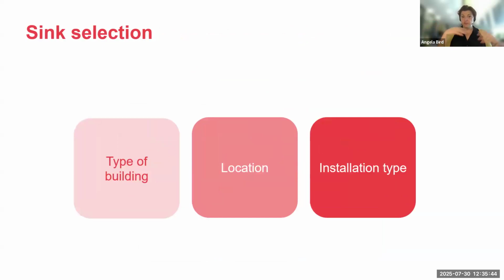The type of building or the job sort of helps narrow down the type of sinks that need to be installed. So you can go from all the variety in the world to a very narrow few and then make your selection from a few. For the type of building, you consider the location of the sink, whether it's inside or outside, where it is located in the building, where it's located within a room, and then which installation type makes the most sense for that application.